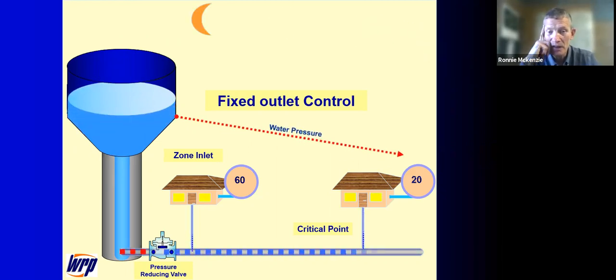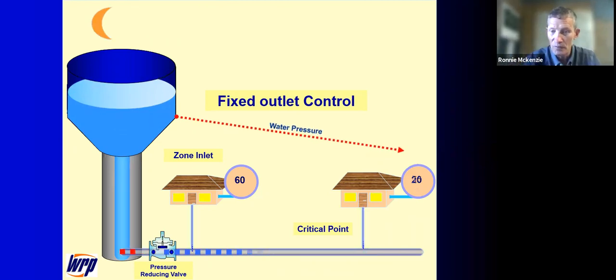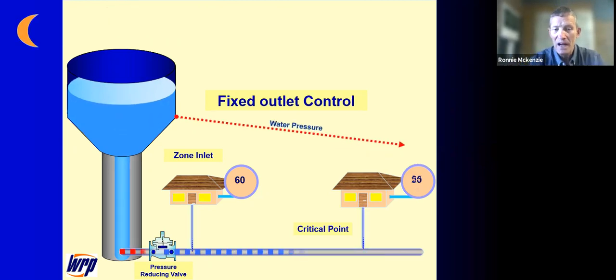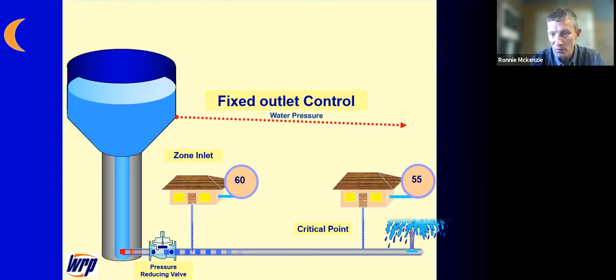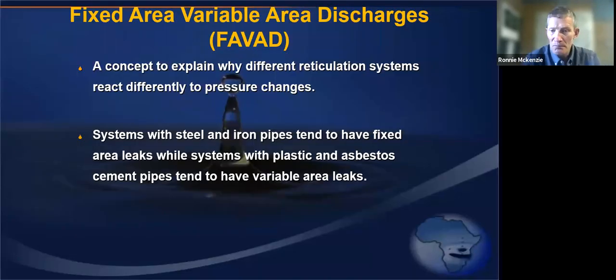At night time, the static pressure will build up, and your 20 meters at the critical point will turn into 50 meters. And that's roughly when your pipe will burst. I'm just explaining the obvious to you. Before continuing, we'll just quickly touch on FAVAD. This is an overview of pressure management.